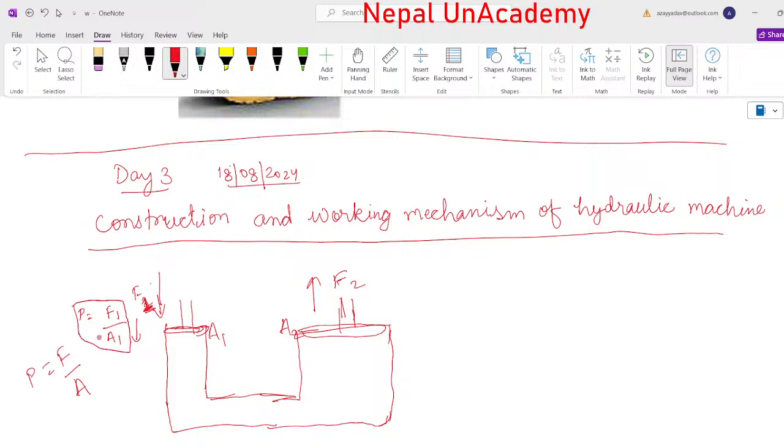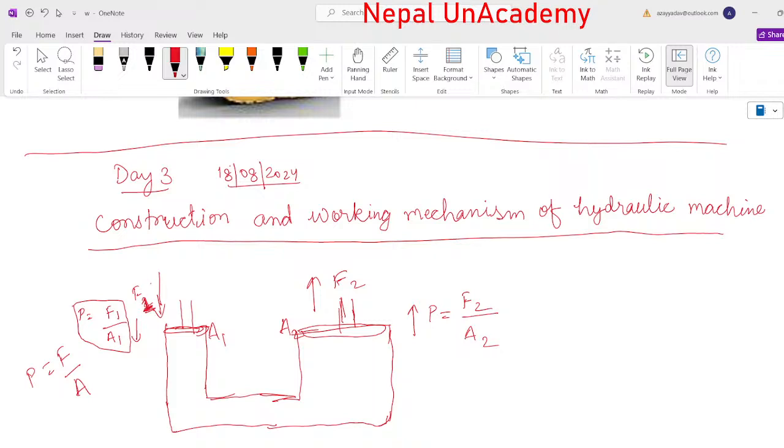So this is the downward force that is acting. Now the force is in the upward direction with respect to the larger piston. So the pressure is force per unit area, that is F2, which is acting upward, and the cross-sectional area is A2, which is the cross-sectional area of the larger piston we have already given. That's all.